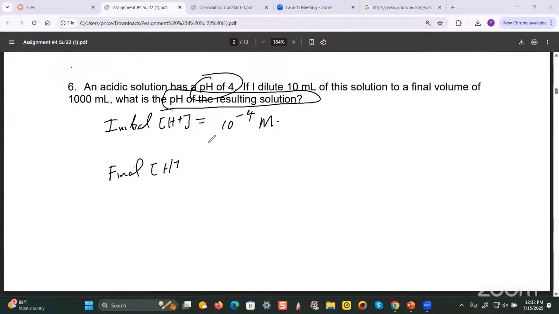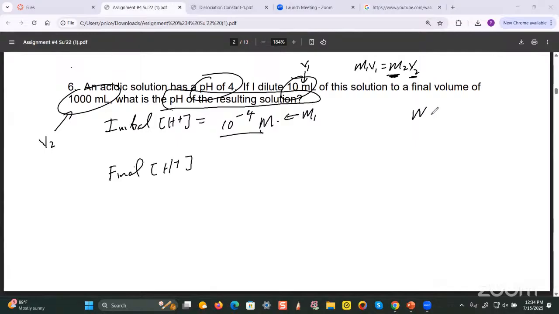Yes, sir. M1V1 equals M2V2. Exactly. Remember that equation from Chem 1, the dilution equation. M1 would be the initial molarity, which is this. V1 would be the initial volume, which is this. M2 is what you're trying to get, and V2 would be the final volume. So this would be M1, this would be V1, and this would be V2. So how do we get M2? M2 would be equal to what?